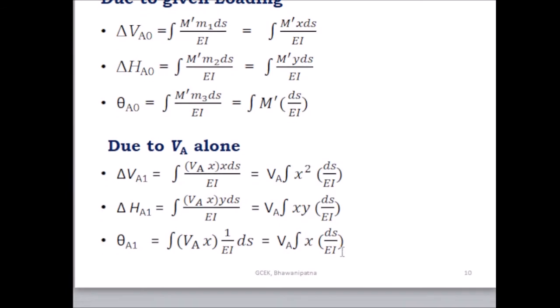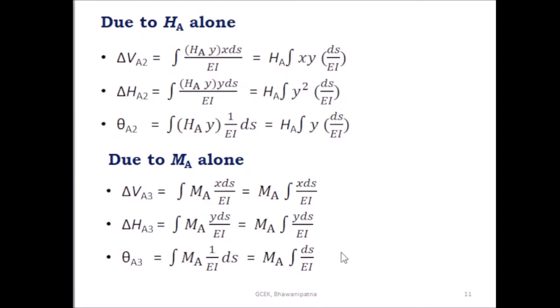Similarly, find out, due to HA alone, what is the change in vertical displacement, the change in horizontal displacement, and the rotational displacement. That you can denote by delta VA2 the vertical displacement, delta HA2 the horizontal displacement, and theta A2 the rotational displacement. So delta VA2 is equal to HA into y x ds by EI, because this is the moment due to HA alone.